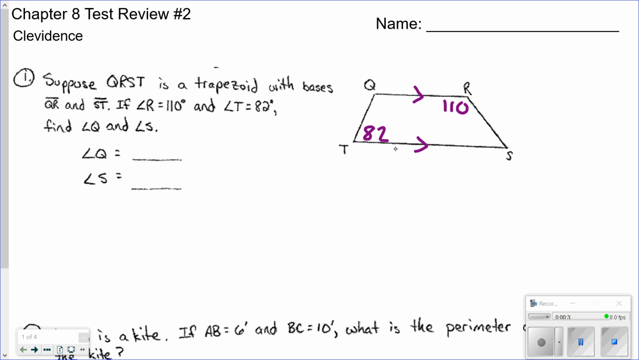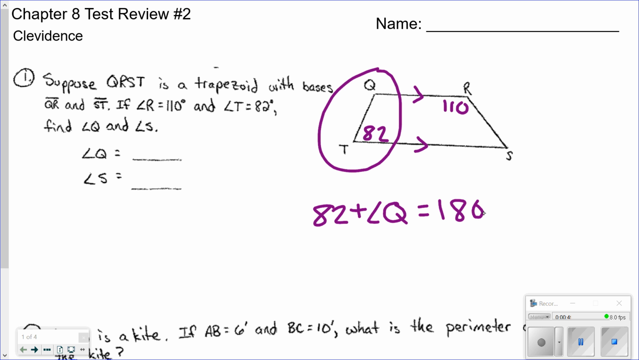Let's start with angle Q. So we see that these two angles are next to each other and that they are supplementary. So that means that 82 plus angle Q is equal to 180. Subtract 82 from each side, we get that angle Q is then equal to 98. So that's going to go here.